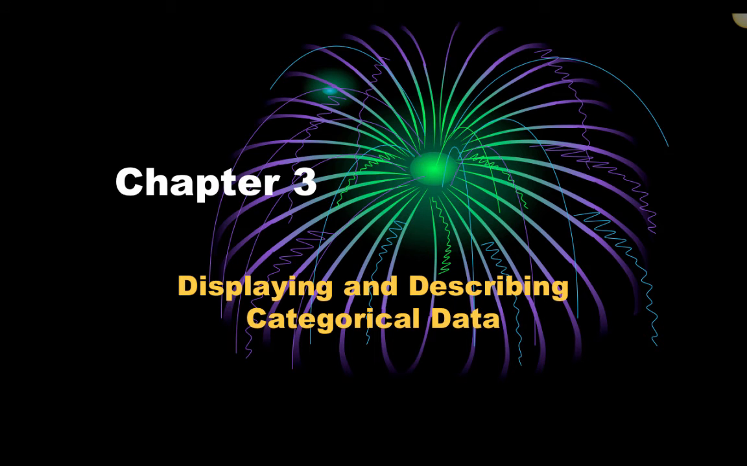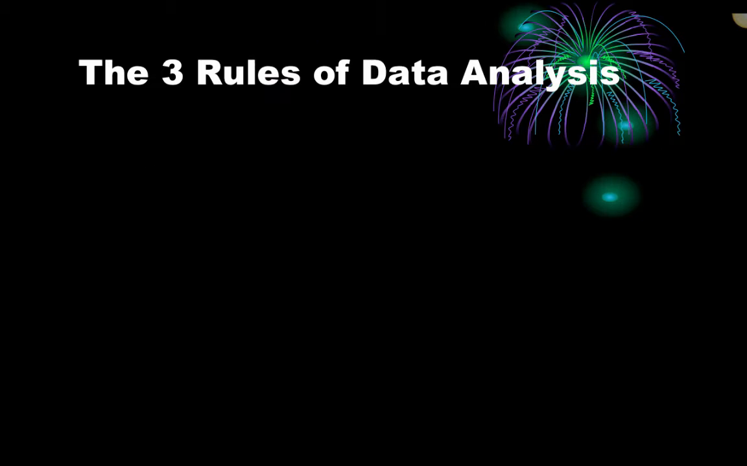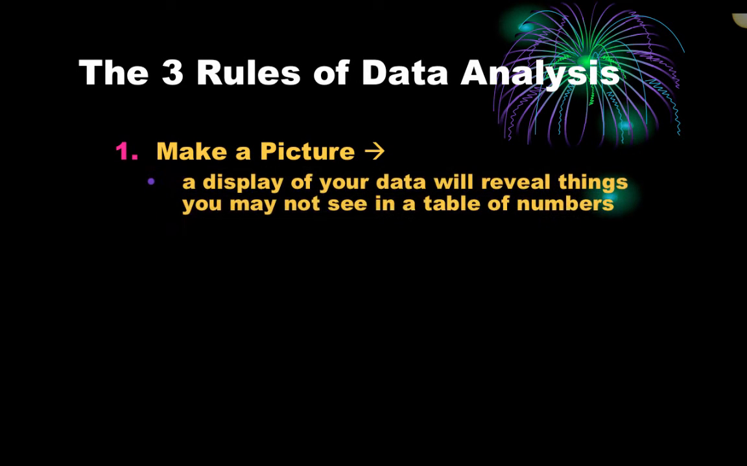Chapter 3. Displaying and Describing Categorical Data. The three rules of data analysis are: number 1, make a picture. A display of your data will reveal things you may not see just in a table of numbers.